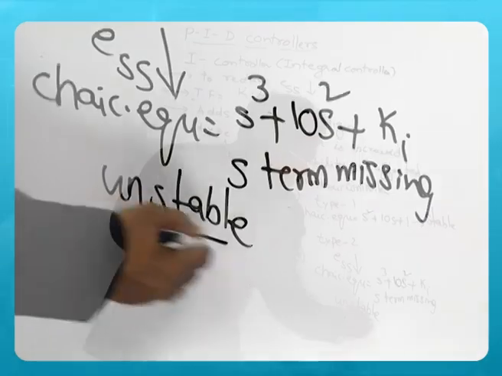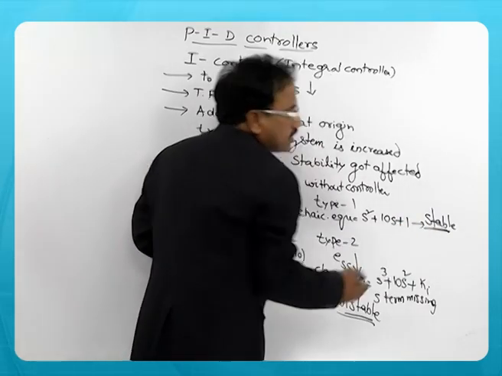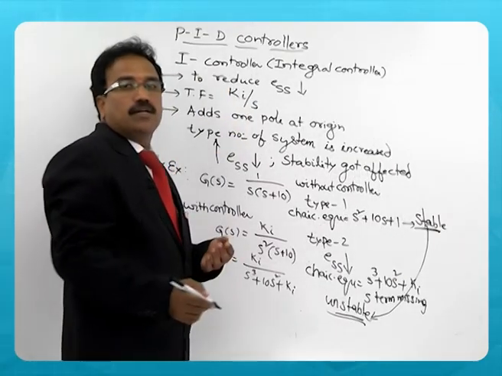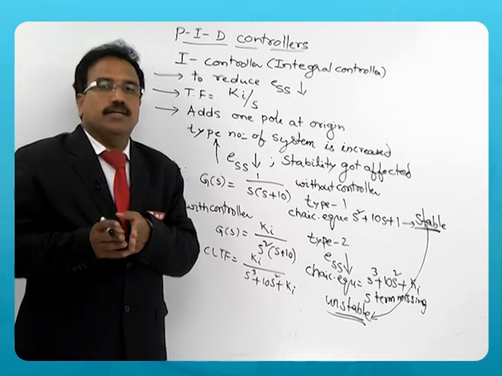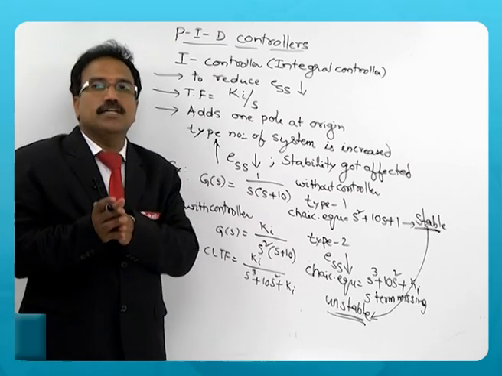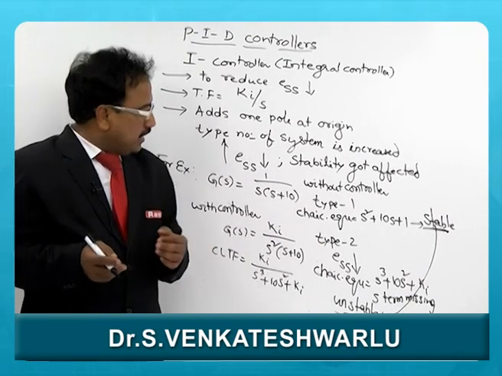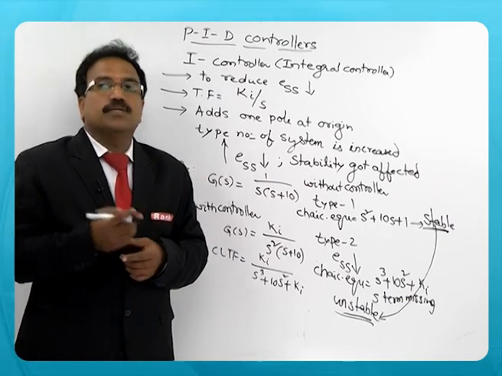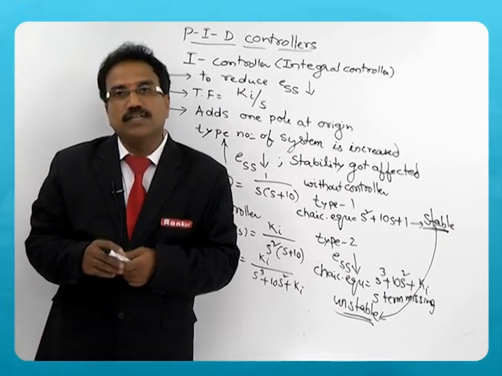That means the stable system without controller has become unstable because of the integral control action. When you use Ki by S alone, that means an integral controller, no doubt the steady state error is minimized, but the stability gets affected because of the integral control action. That is the limitation of the integral controller.